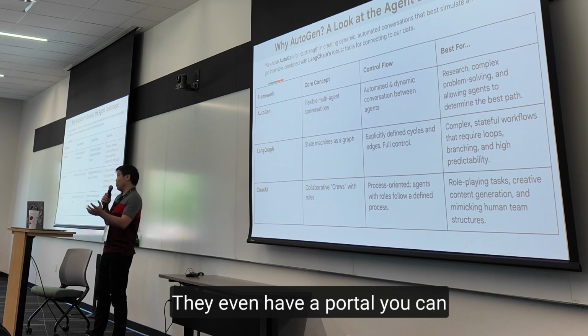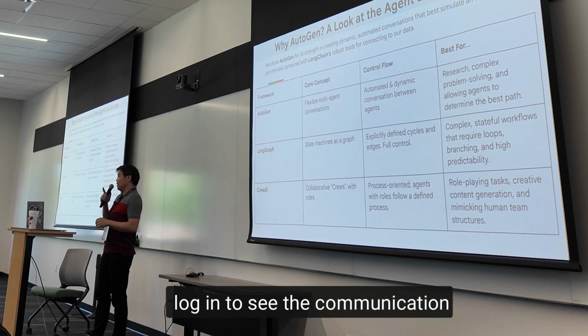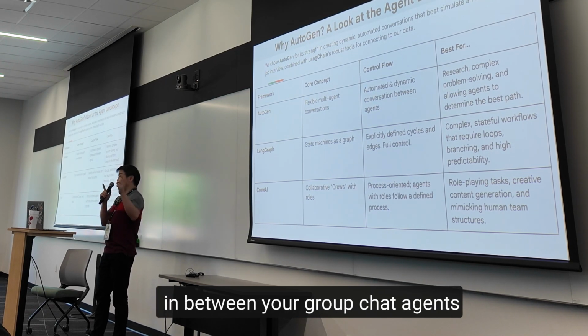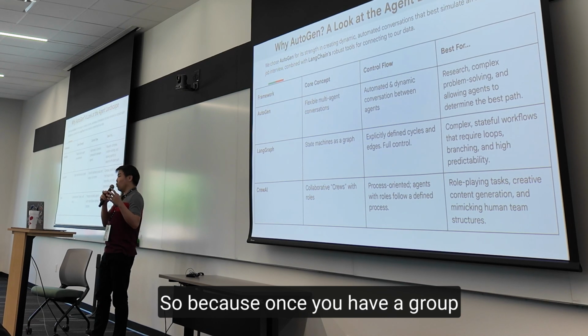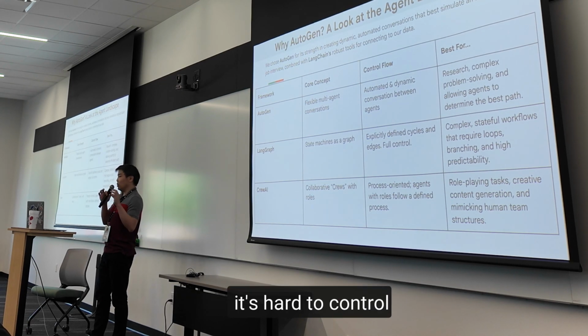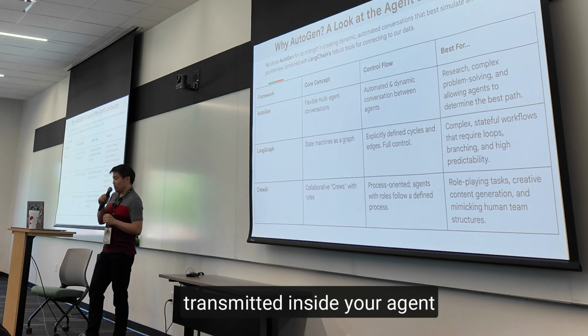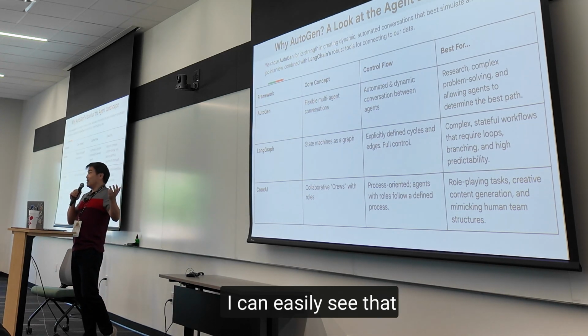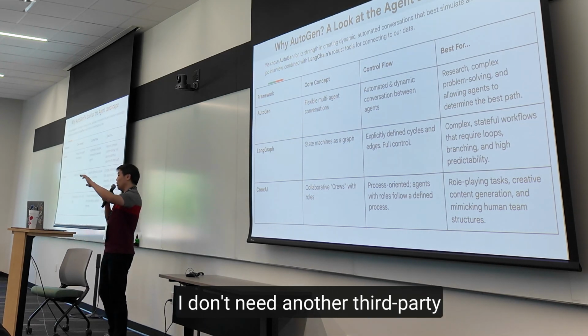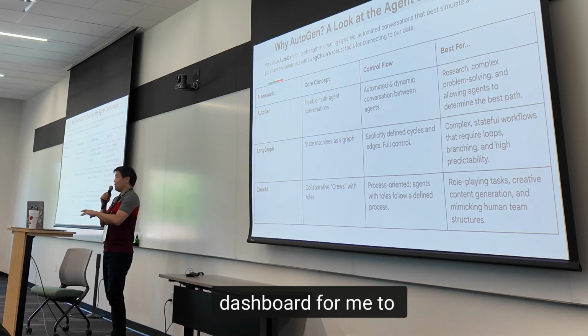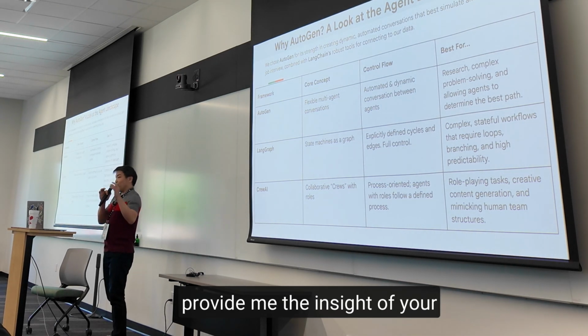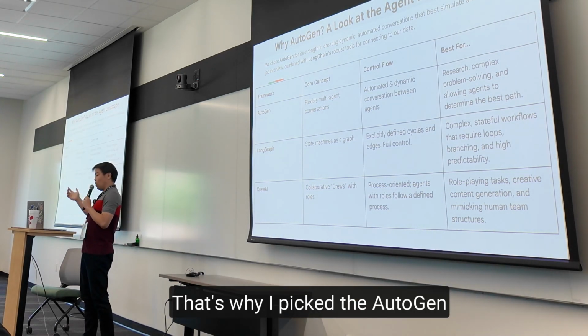They even have a portal you can log in to see the communication between your group chat agents. Because once you have a group chat, it's hard to control what information is being transmitted between your agents. And for AutoGen, I can easily see that. I don't need another third-party dashboard to give me insight into my agents. That's why I picked AutoGen.